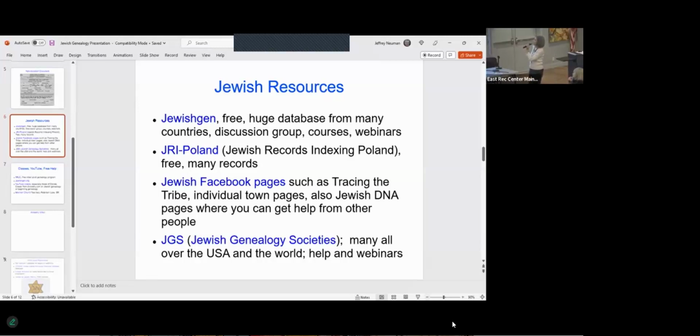Jewish Facebook pages, there are quite a few. An example would be Tracing the Tribe. There are also individual town pages. So there's a page for the town that my grandparents came from in Poland, Zamość, the same place that was on the naturalization page.